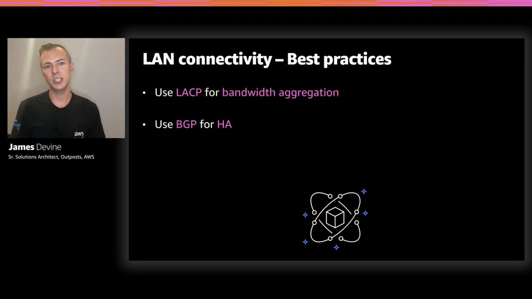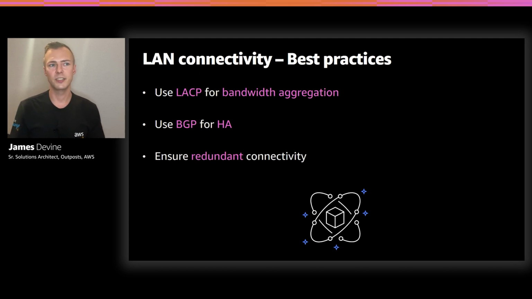We're using BGP for HA. That's our main method of high availability. So having the redundant BGP sessions across both of our network devices allows us to facilitate any disruptions and make sure that we can keep those connections up and running. So definitely, as you think through your design, LACP is for bandwidth aggregation, and the BGP is providing the high availability as you design your connectivity.